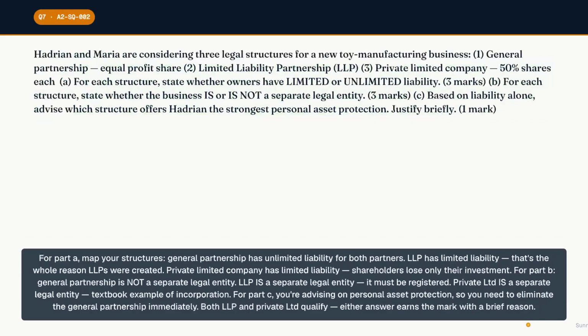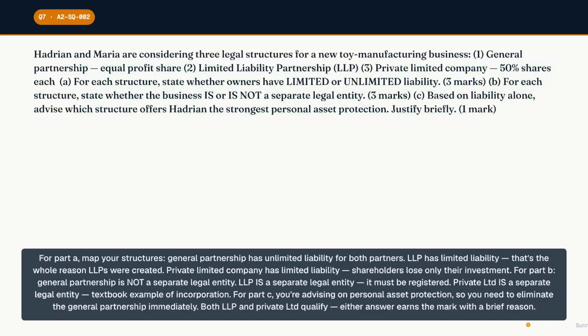For Part B, general partnership is not a separate legal entity. LLP is a separate legal entity. It must be registered. Private Ltd is a separate legal entity. Textbook example of incorporation. For Part C, you're advising on personal asset protection, so you need to eliminate the general partnership immediately. Both LLP and private Ltd qualify. Either answer earns the mark with a brief reason.